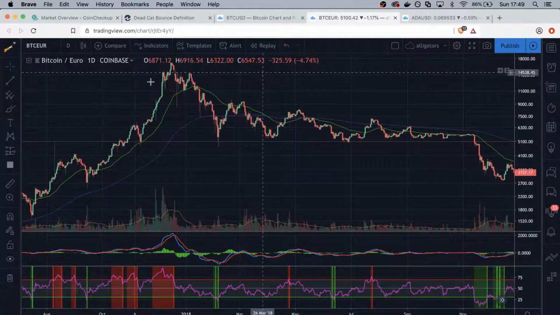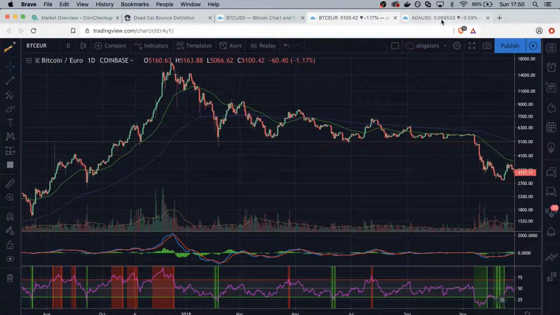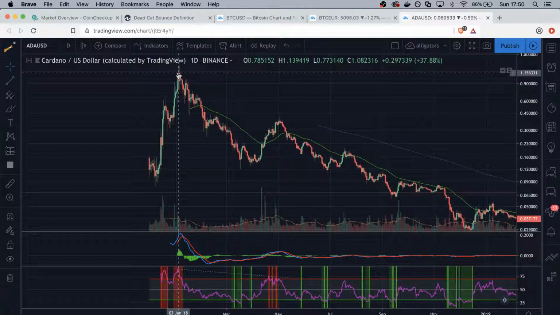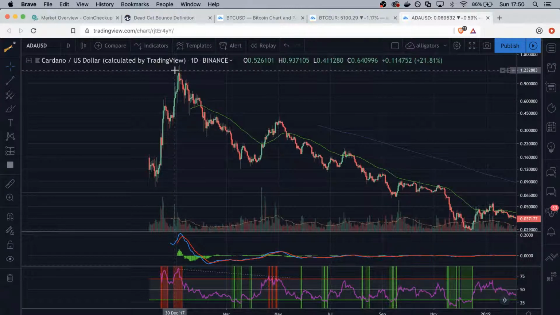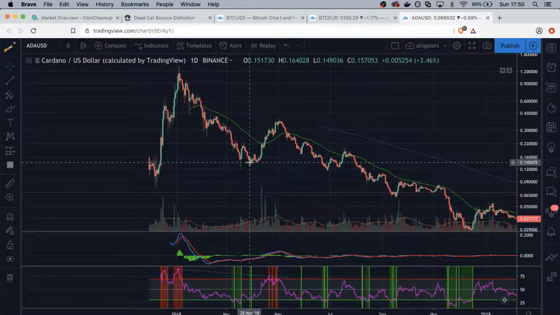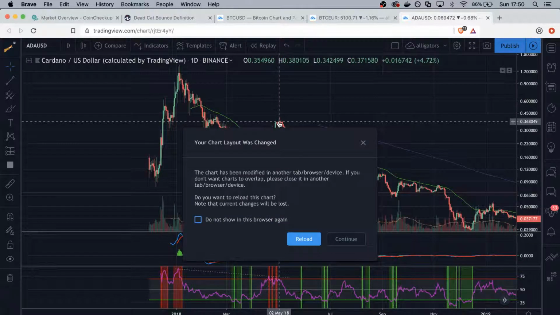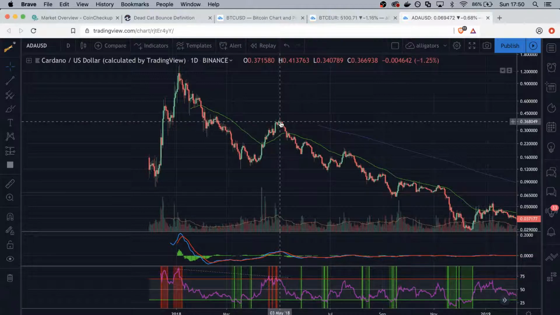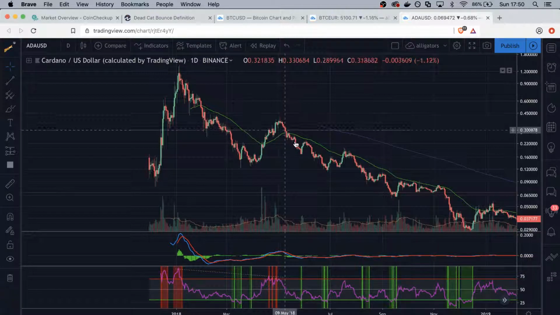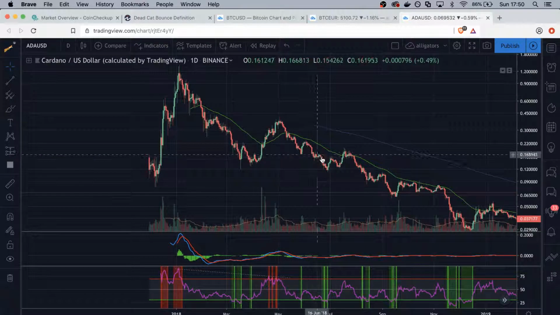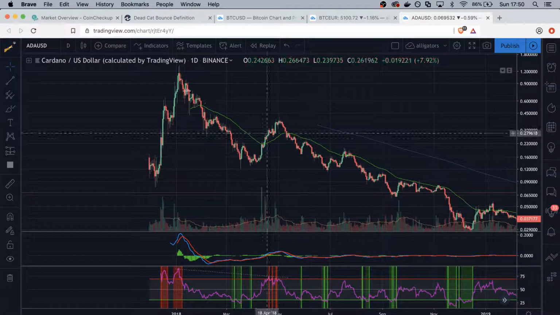Another example would be with ADA, Cardano USD, and on the 3rd of January 2018 we had a very nice top at $1.20 and a very sharp decline in price. Now the price recovered a bit to 36 cents. However, it sank and went below the previous low of 136, confirming a continuation of the downtrend.